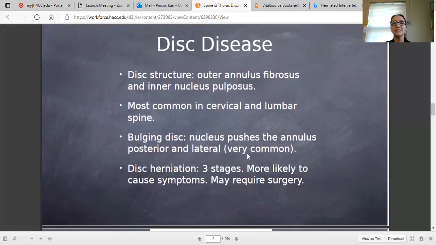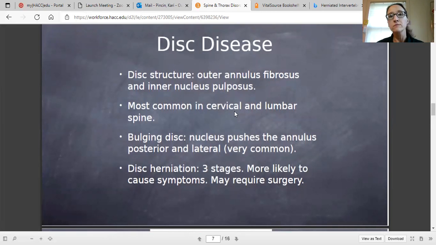All right, so moving on to disc disease. This is either a degenerated disc or a herniated disc. Disc disease, or even a bulging disc, this is a really generic term. Okay. So the most common areas for disc disease, whatever type it is, are in the cervical spine and in the lumbar spine. It doesn't happen too often in the thoracic spine. And that's really because you have the addition of the ribs. The ribs keep everything nice and stable, and it's not as mobile.